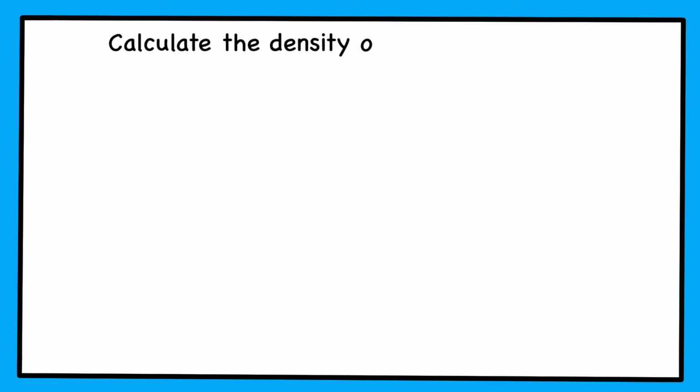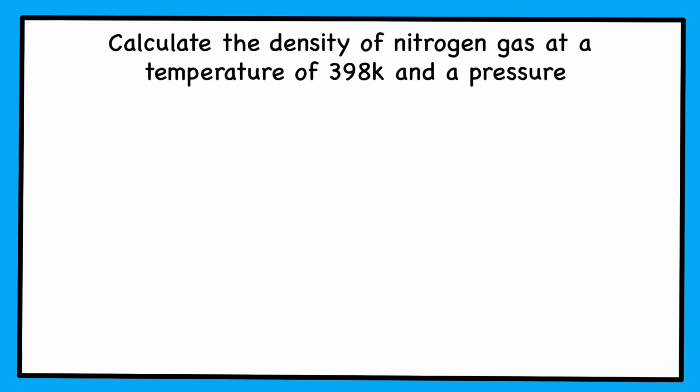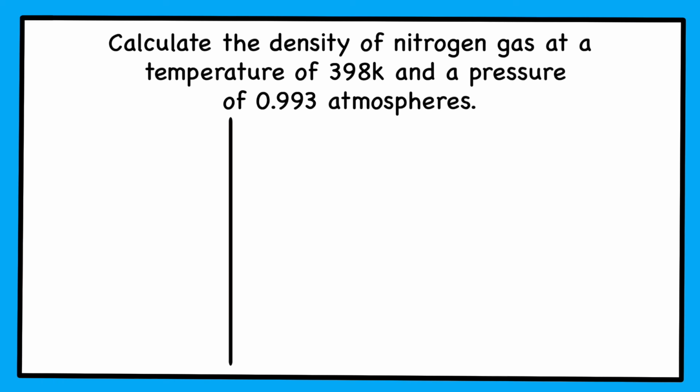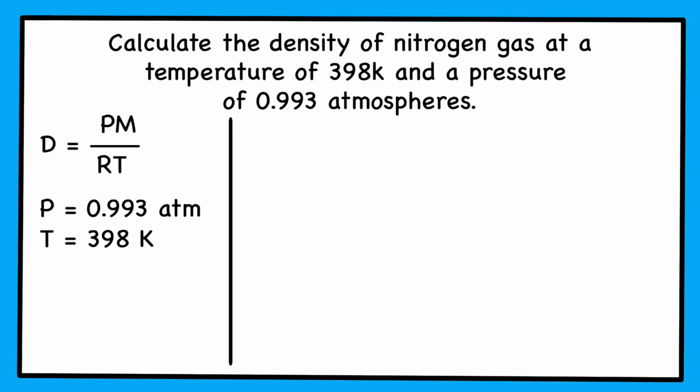Calculate the density of nitrogen gas at a temperature of 398 degrees Kelvin and a pressure of 0.993 atmospheres. So we know our equation is density equals pressure times molar mass over R times T, or temperature. So all we're going to have to do is find our molar mass of nitrogen, then we can plug that in.